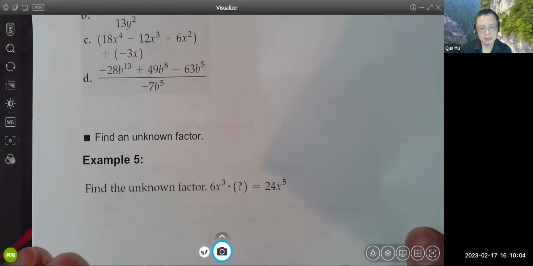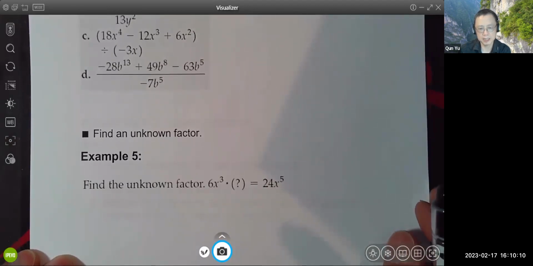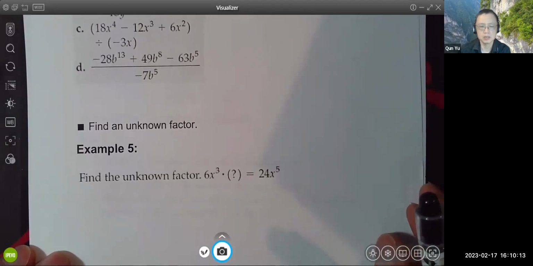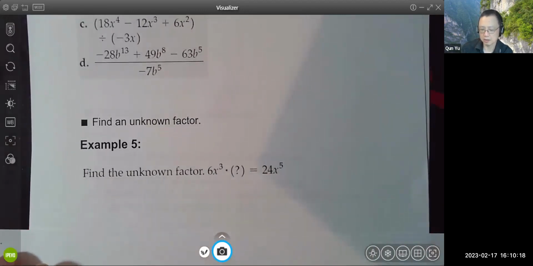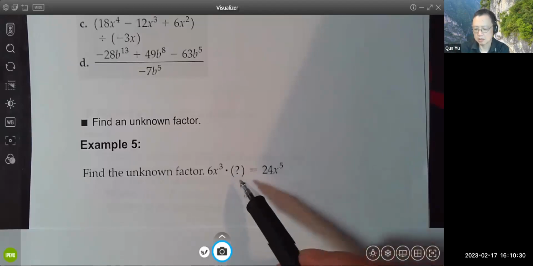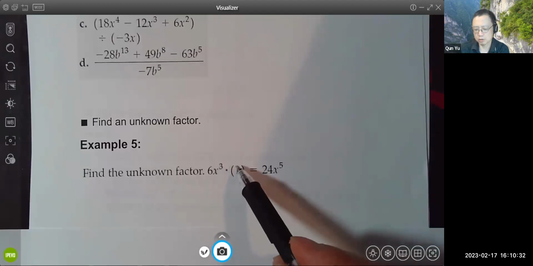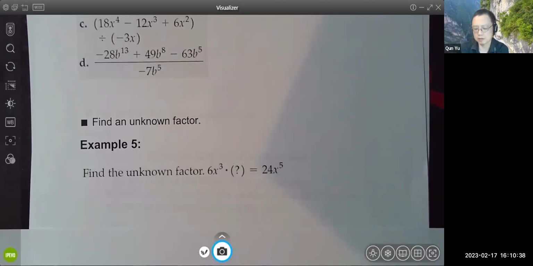Now our next learning objective or topic is to find an unknown factor. Basically, this is also a polynomial divided by a monomial, essentially. Now let's look at what we have here. Example 5, find the unknown factor, which is indicated by this question mark. So 6x cubed times this question mark equals 24x to the fifth.